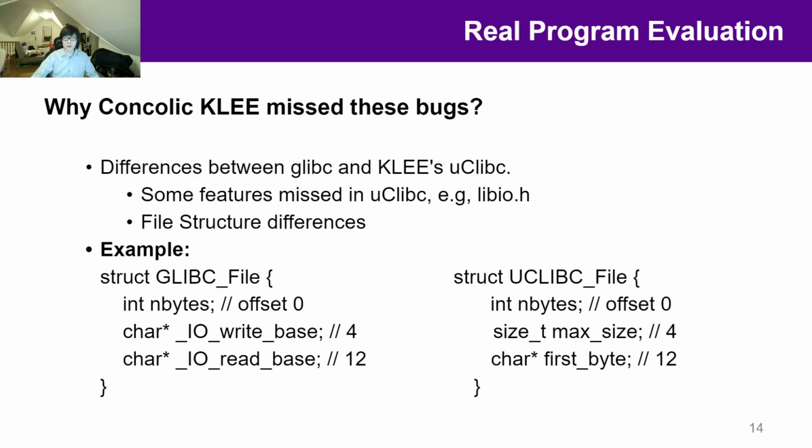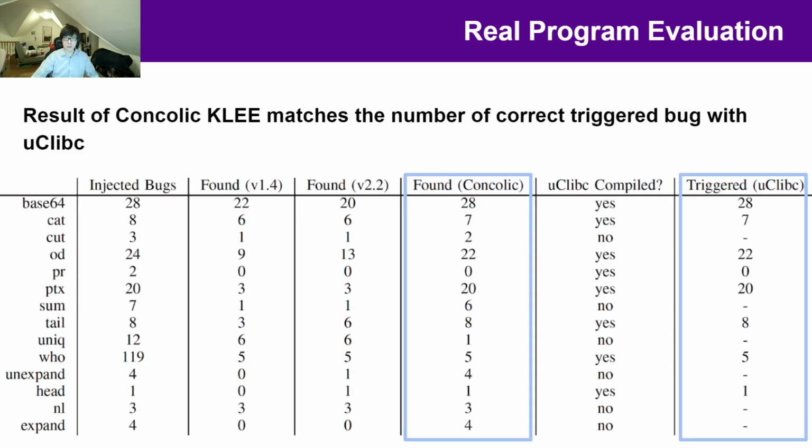For example, uclibc doesn't have the header file libio.h. In addition, the two standard library implementations may have the same API but use different data structures to implement things. Here is one example: the structures have the same name but different data structures. To determine this problem, we use uclibc to compile our buggy programs and run the given concrete triggering input to check if the bug can be triggered in the uclibc environment.